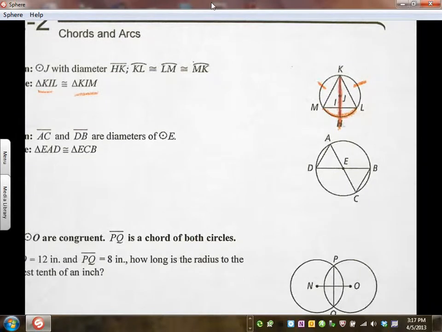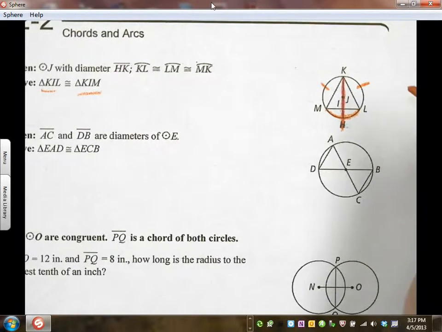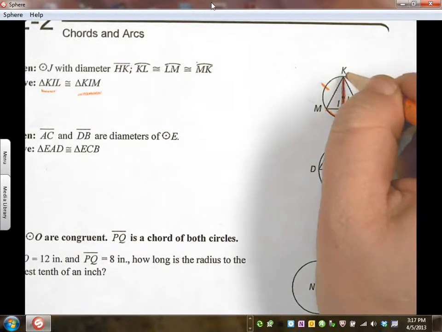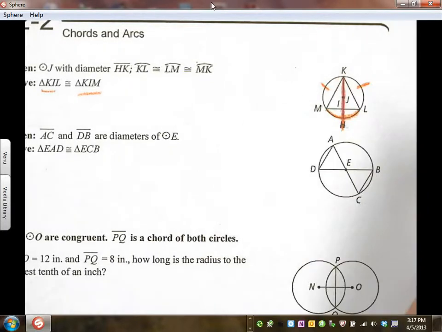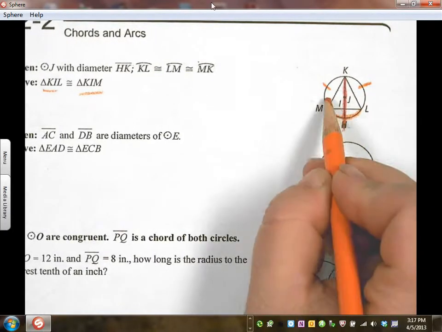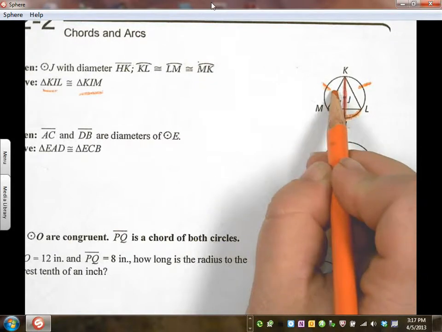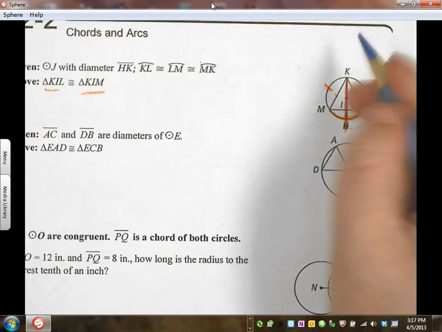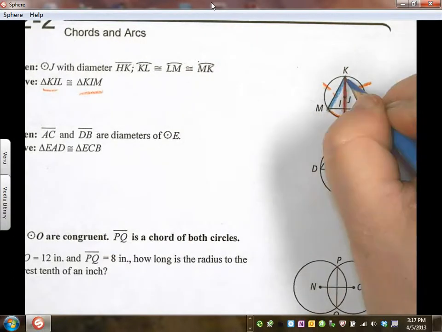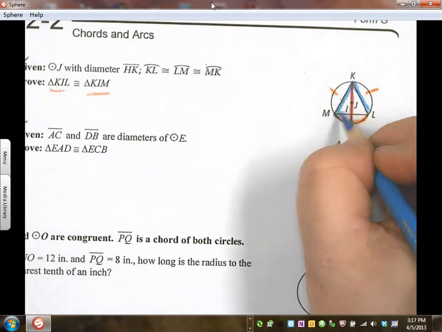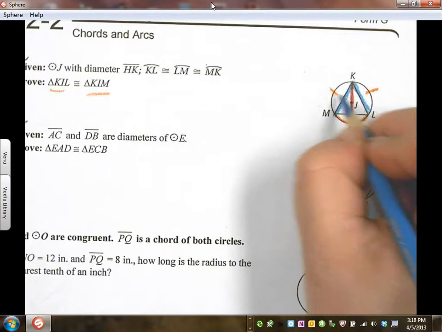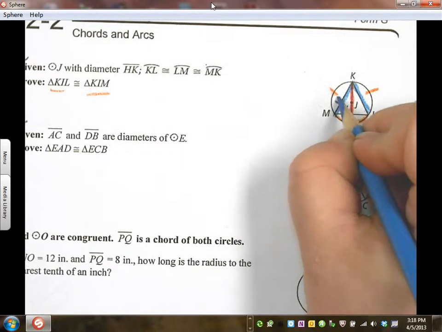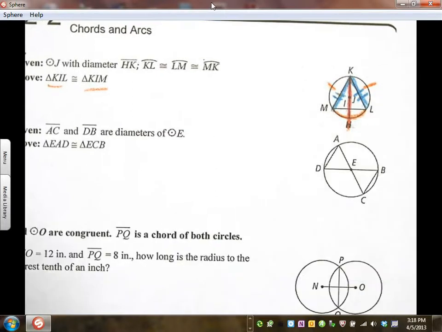And it wants to know, can you prove that we have two congruent triangles? Well, if I have two congruent arcs, do I know that this side is going to be congruent? This is a chord, and this is a chord. And they intercept a congruent arc. That means that they have to be congruent.